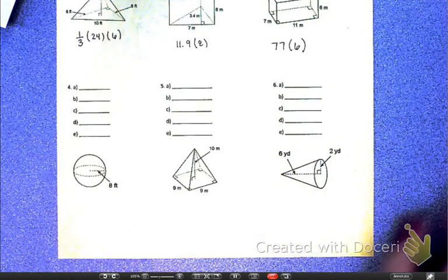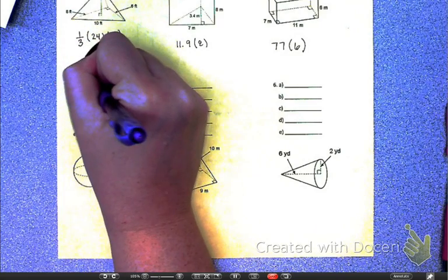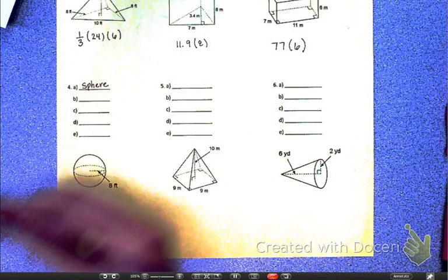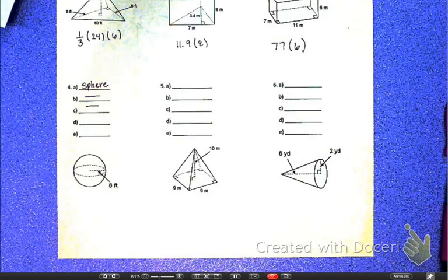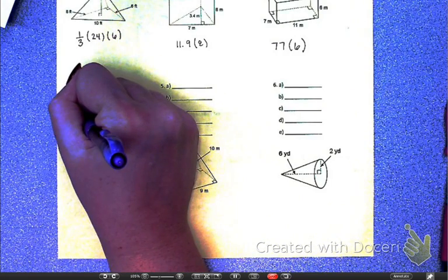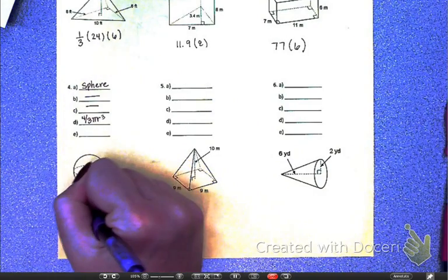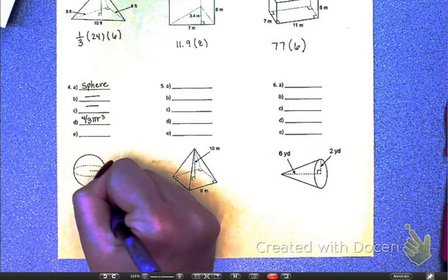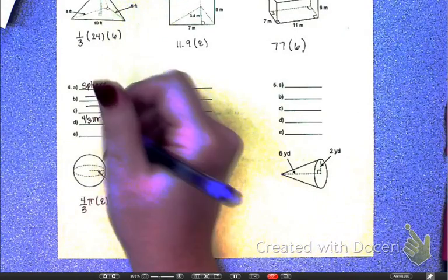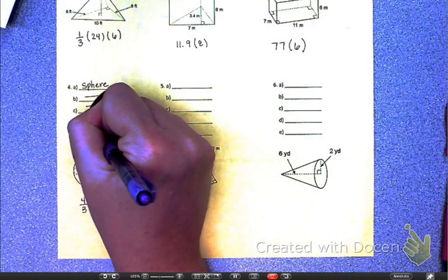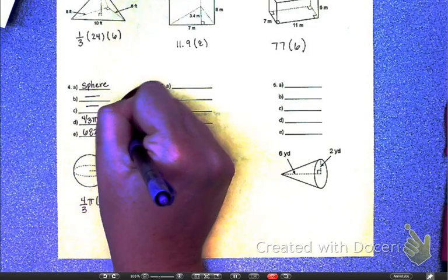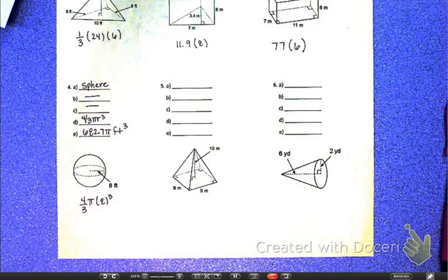Number 4 is a sphere. It does not have a base, so you don't have to do parts B and C. What is my formula for a sphere? V equals 4/3 pi r cubed. And my radius is 8. So 8 cubed times 4/3 gives you 682.7 pi feet cubed. I'm leaving it in terms of pi for this one right now. Make sure on your test tomorrow you read what the question's asking you for.